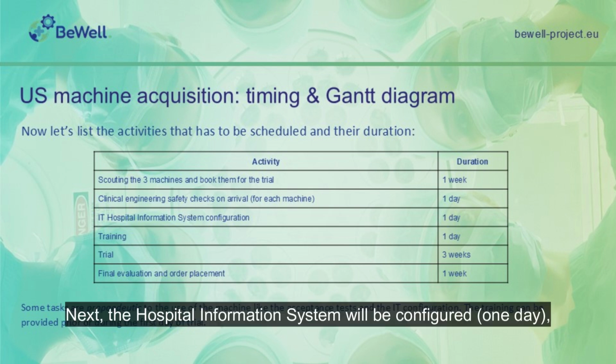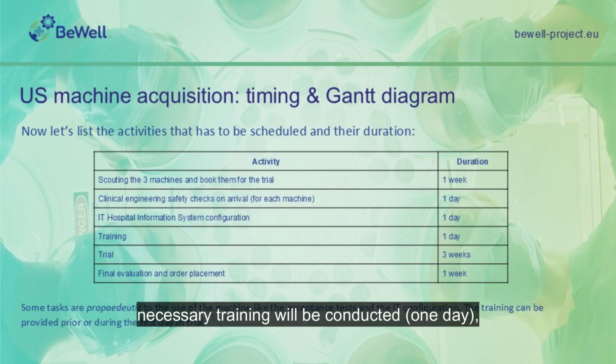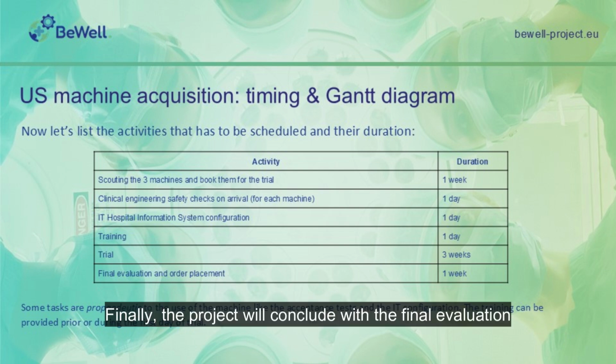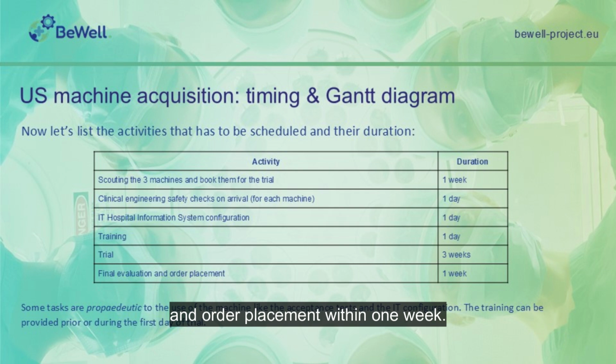Next, the hospital information system will be configured, 1 day, necessary training will be conducted, 1 day, and the trial will commence, lasting 3 weeks. Finally, the project will conclude with the final evaluation and order placement within 1 week.